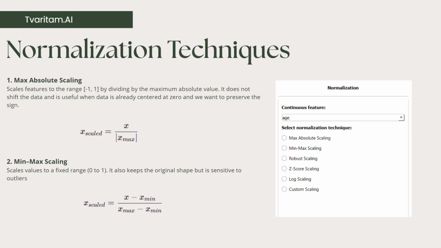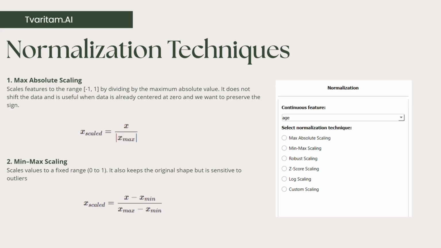In this method, each value of a feature is divided by the maximum absolute value of that feature. This scales all values into the range -1 to 1 while preserving the original sign of the data, meaning negative values remain negative and positive values remain positive. Another advantage is that it preserves the shape and distribution of the data. However, there is an important limitation. If the dataset contains very large outliers, the maximum value will become extremely large, and as a result, most other values will shrink close to zero.